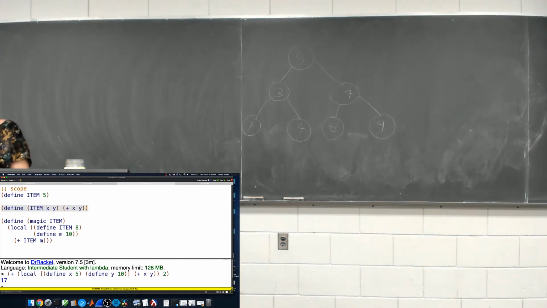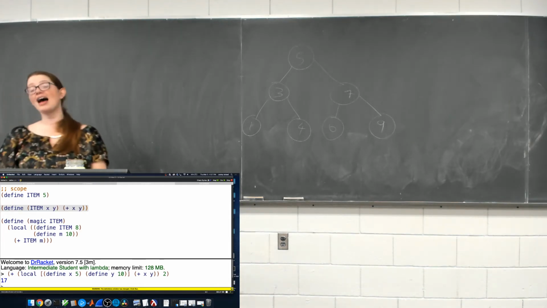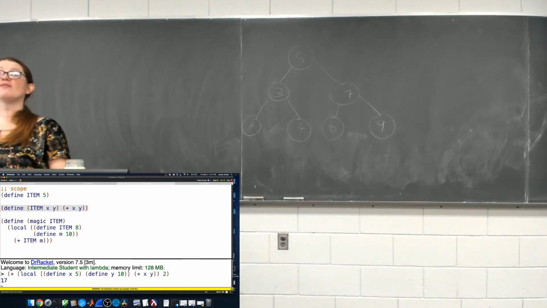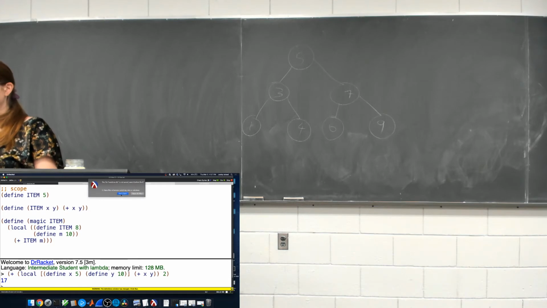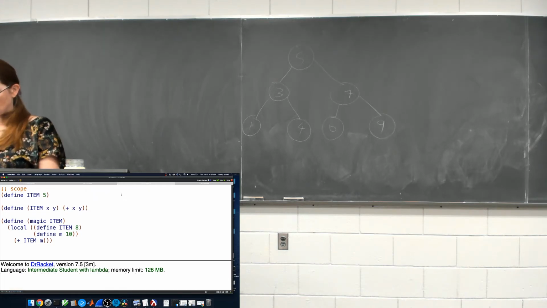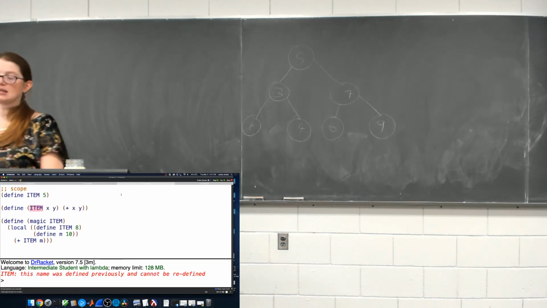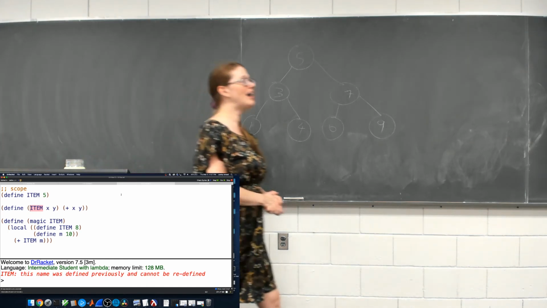So if I actually uncomment this line here, where after I define item as a constant, I then define item as a function taking 2 arguments, Racket is going to say to me, whenever it gets off its lazy butt and runs, that item was previously defined.